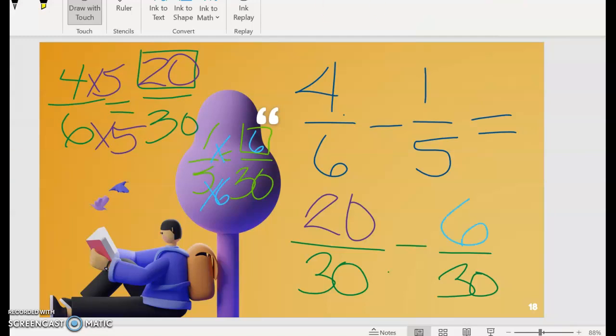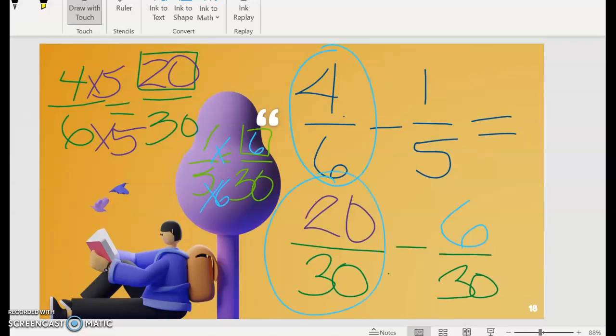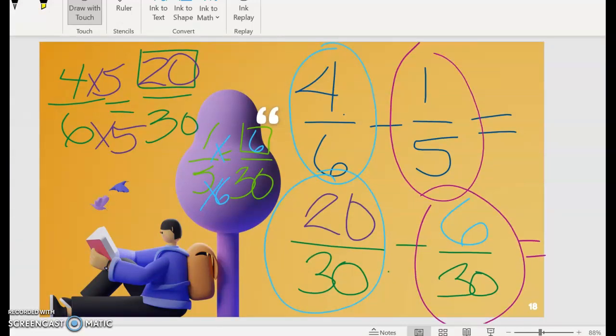So this 4/6 is equal to this 20/30. This 1/5 is equal to this 6/30. So now I can actually subtract, and what will my answer be? The denominator doesn't change in adding and subtracting, so we know it'll be 30, and 20 minus 6 is 14. Well done, my friends. Let's try another one.